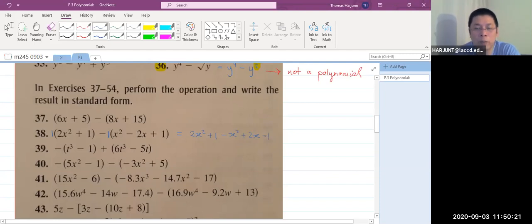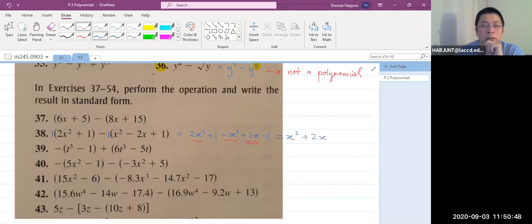And then we combine like terms. 2x squared minus x squared is just x squared, right? And then the x term, only one of them, so that's plus 2x, and the 1 cancels.